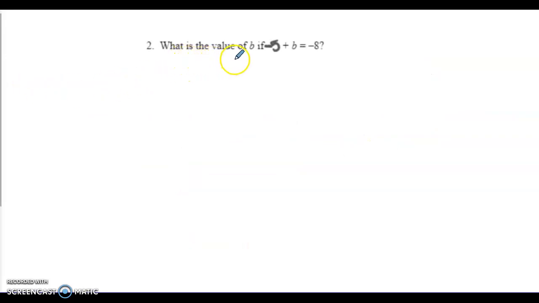All right, what is the value of b if -5 plus b equals -8? Well, I see an equation, so you know me. I'm going to draw a line down the equal sign, and I'm going to box off my letter. And then I'm going to ask myself, what is on the same side as the letter that I need to get rid of? And over here, I have a -5, so I need to do the opposite of that.